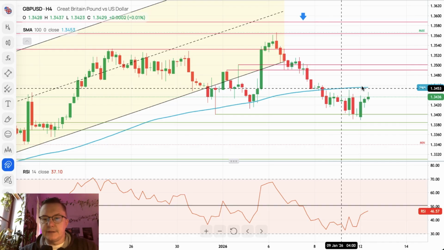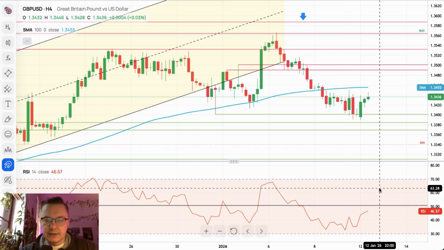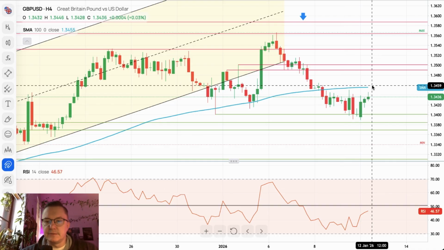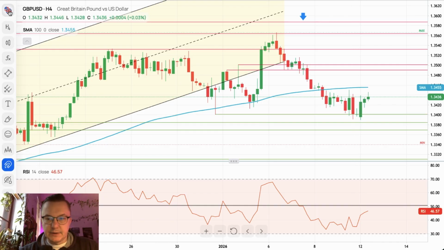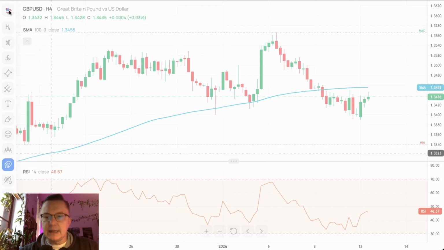So the outlook really remains rather to the downside, unless the momentum will break above the level of 50 and we break above the 100 periods moving average. Otherwise, last week's low at 1.3390 might be tested, might be violated as well. So please keep an eye on the cable.